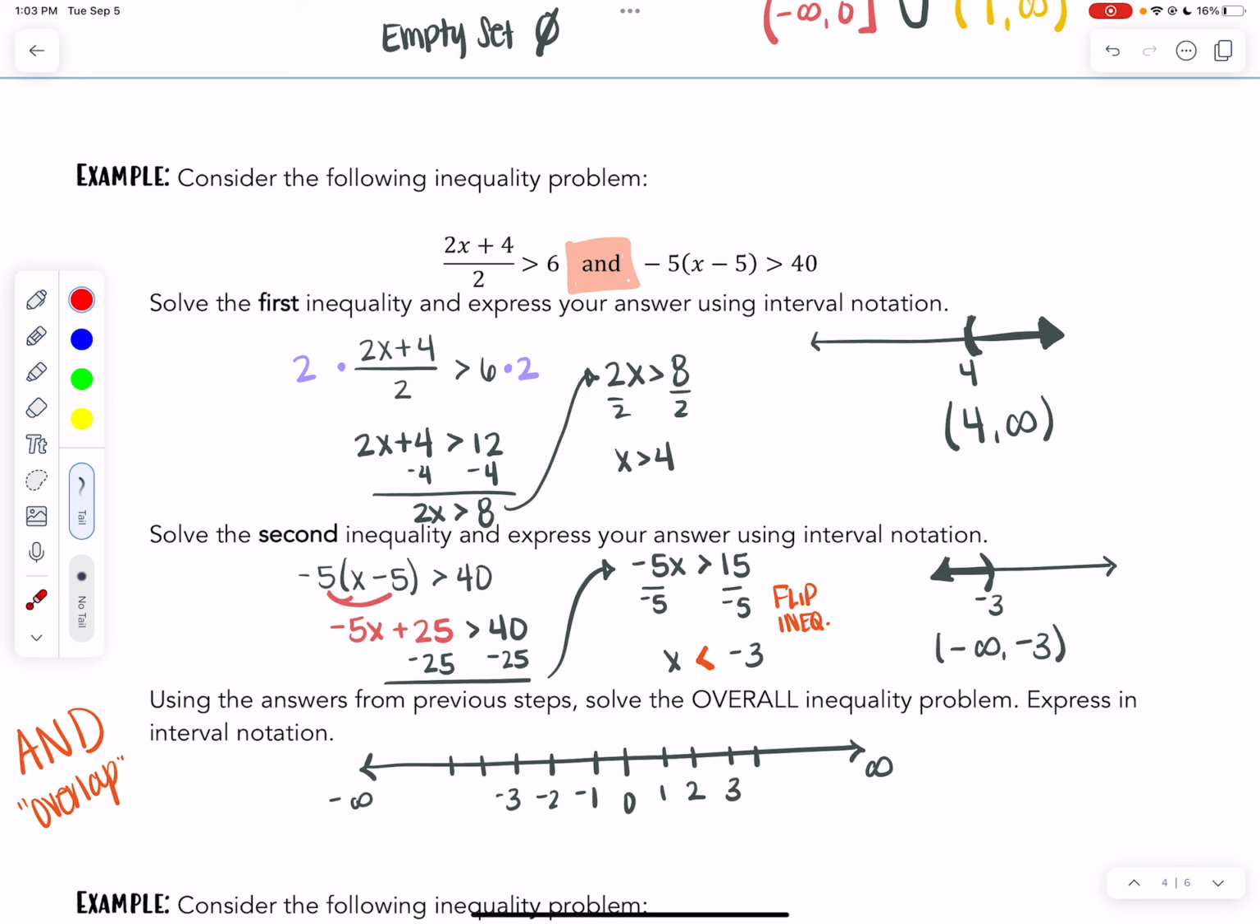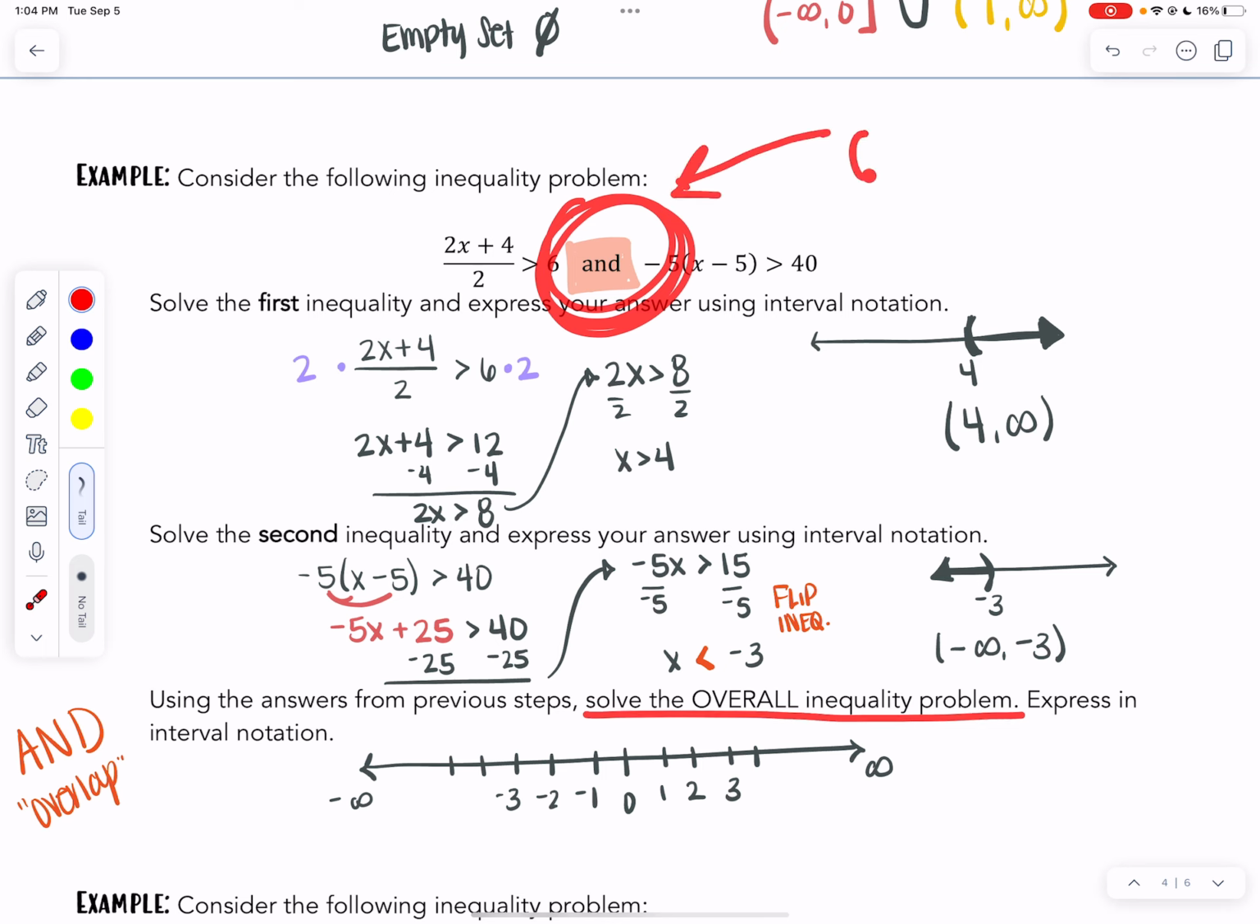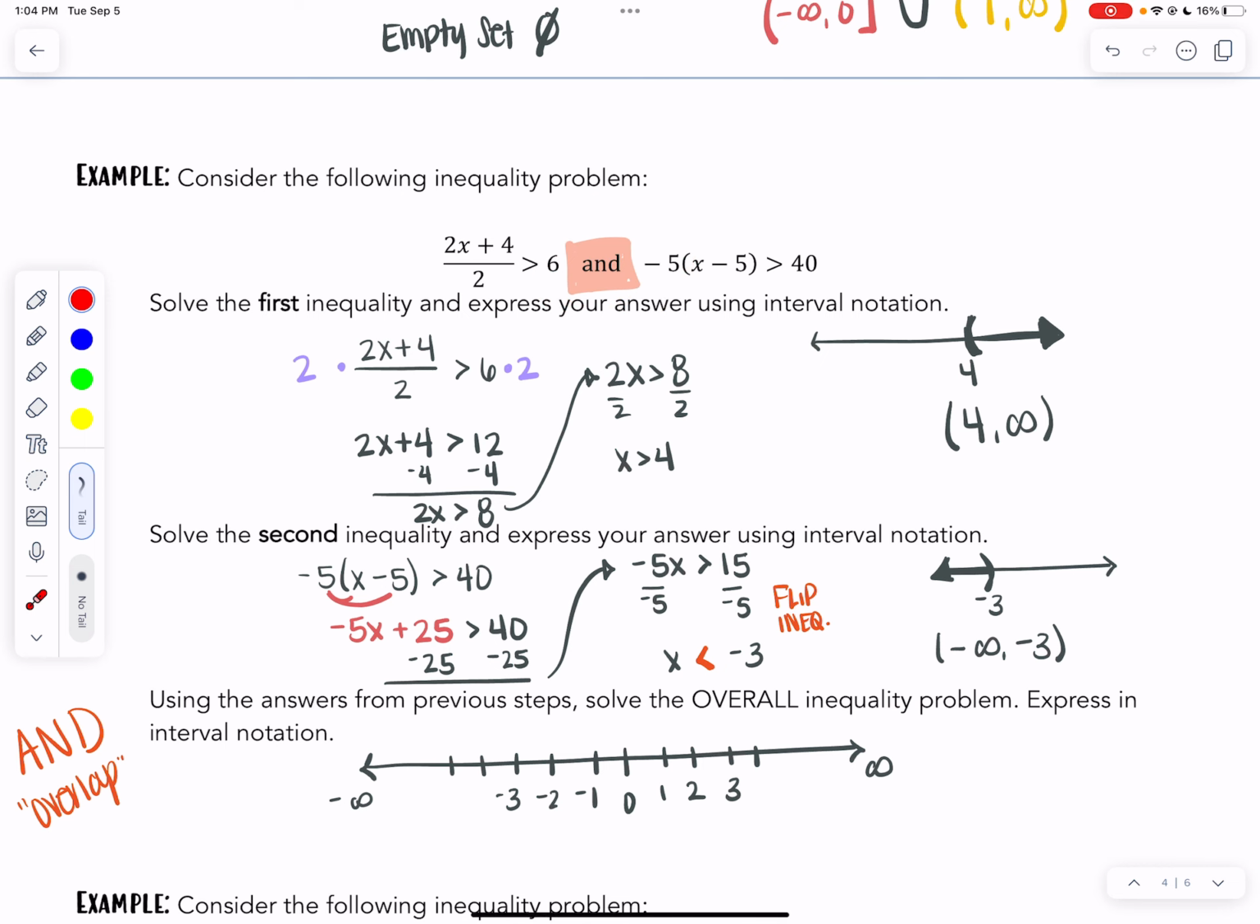Now, let's put it all together. So then in step 3, right here, it says, using the answers from the previous step, solve the overall inequality problem. Express in interval notation. Okay, the question is asking me for and. So where it says solve the overall graph, I'm looking for the and part, the overlap part. Well, in order to find the overlap, I need to have both graphs on one number line. So I'm going to take each graph and put it on one number line.